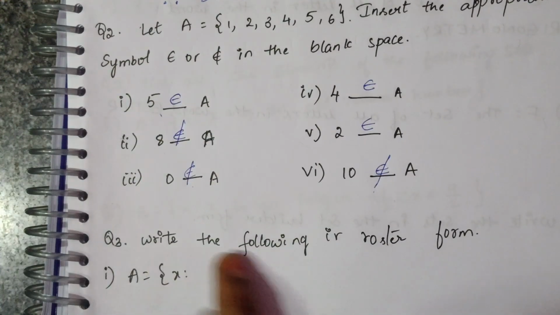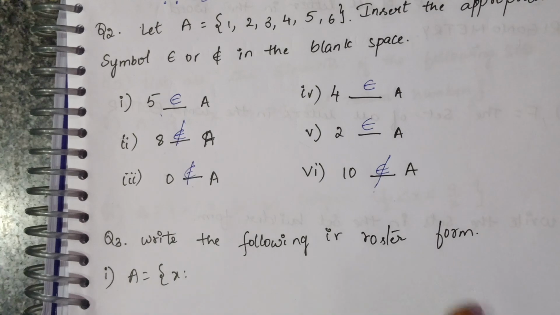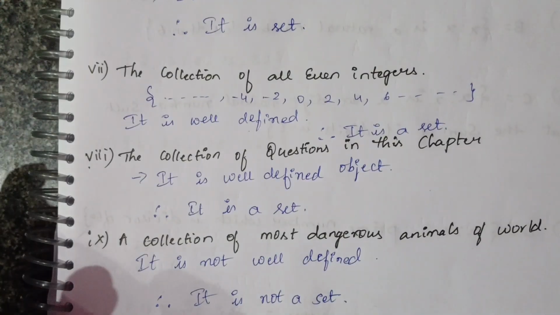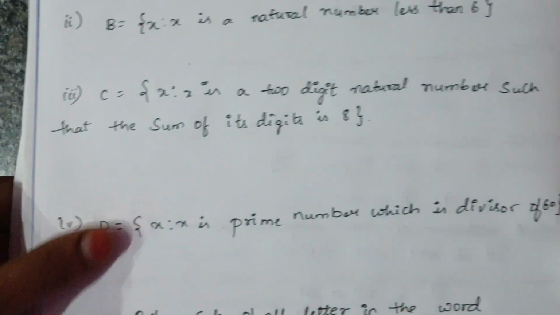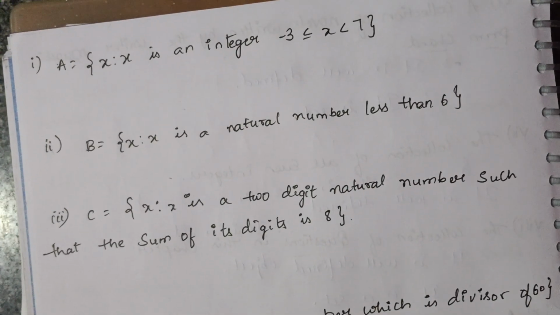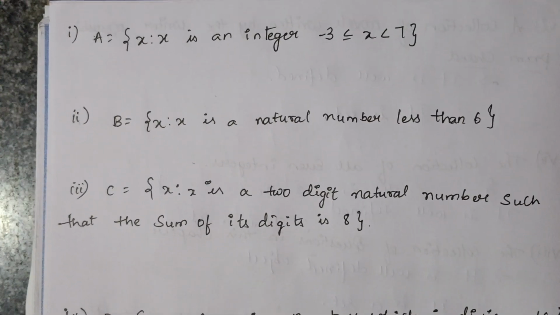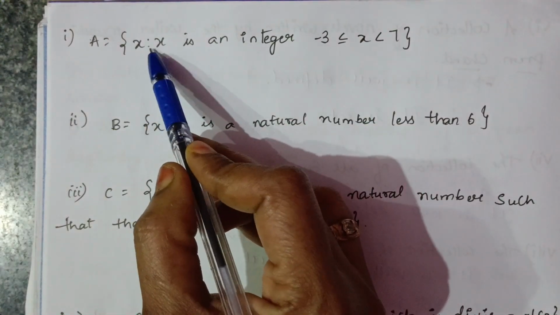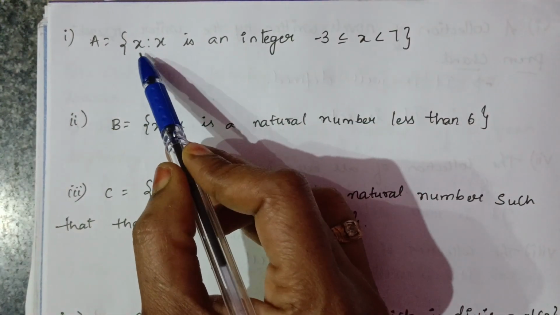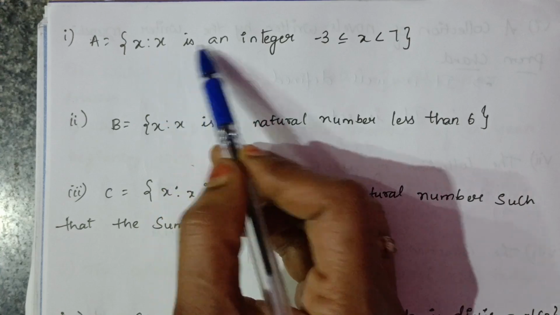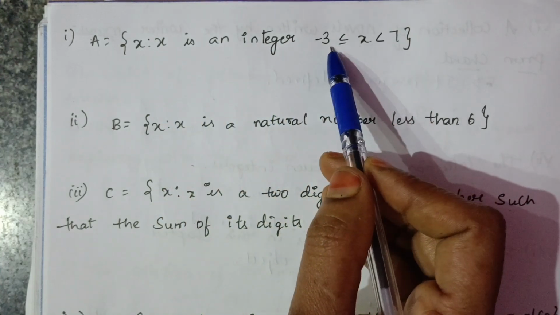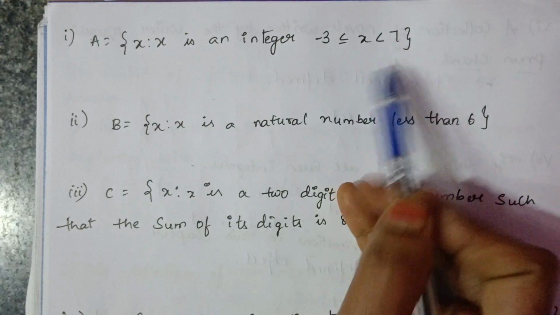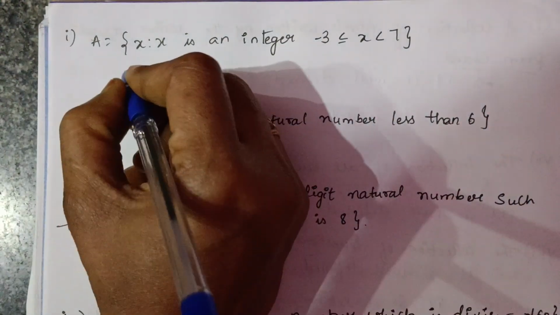Next, question 3: write the following in roster form. We should write in the form of a roster. Roster form and set builder form, I explained in the previous video, so you can go through and check it out. Now, here the first question: x such that x is an integer, x is greater than or equal to -3 and x is less than 7. How can we write set A?